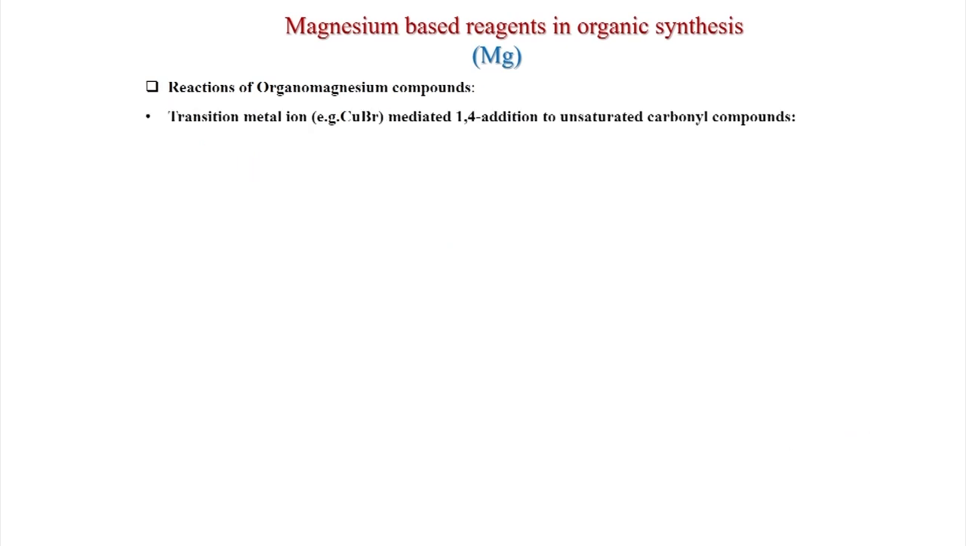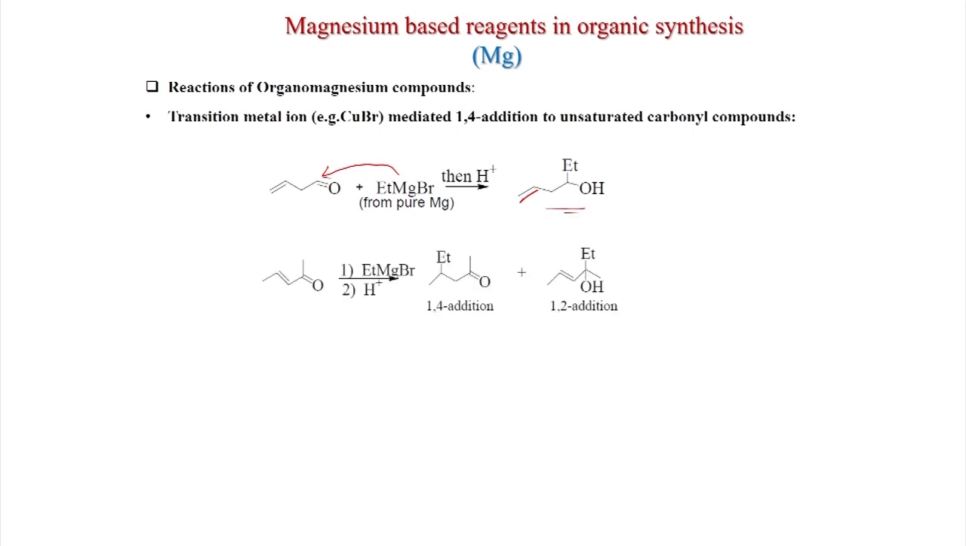Transition metal ions such as copper bromide mediate 1,4 addition to unsaturated carbonyl compounds. So, if you have this aldehyde with a double bond, then with ethyl magnesium bromide, generated from magnesium and ethyl bromide, you add to this, then this alcohol will generate. Also, with alpha beta unsaturated, here this is ketone, so this is enone. Enone also undergoes this reaction. Suppose there are two possibilities, 1,4 addition and 1,2, ethyl can add 1,4 or 1,2, this already we have discussed.